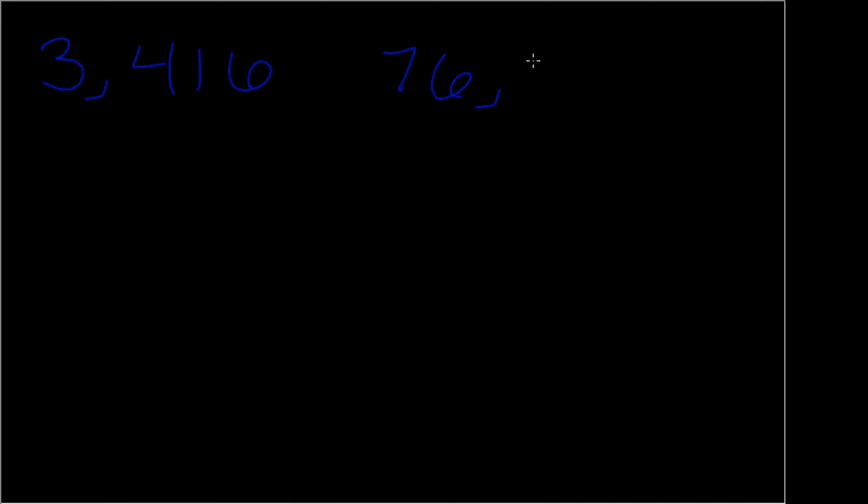All right, so this video is about rounding. I'm going to put a couple of numbers up on the screen, and then we're going to talk about how we're going to round them. The first number I'm going to put up is 3,416. My next number would be 76,479. And then the last number we'll do would be 189,237.